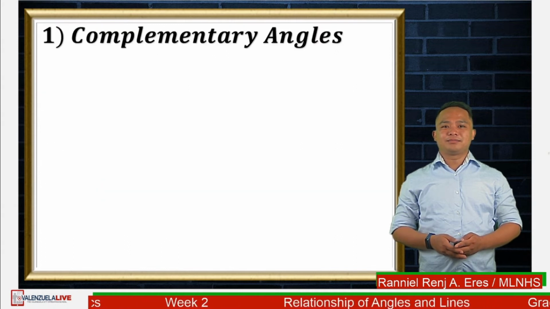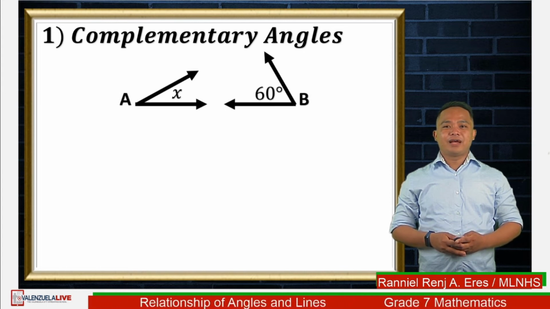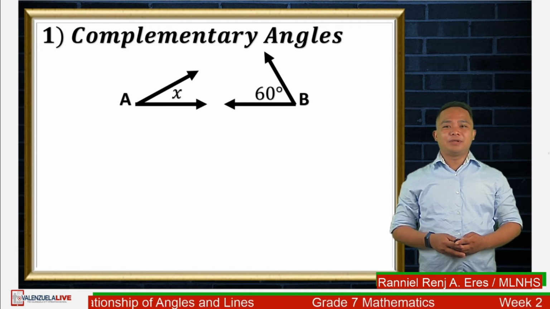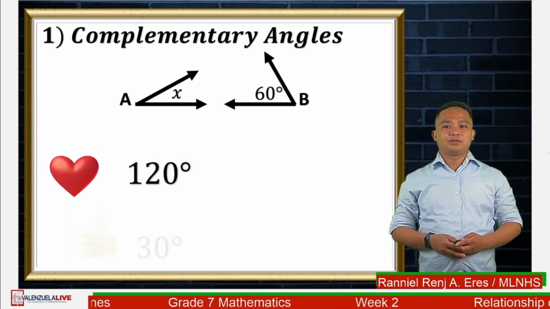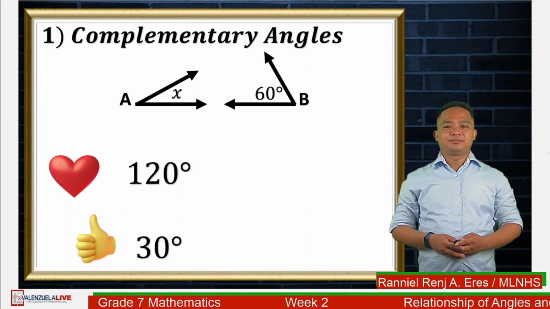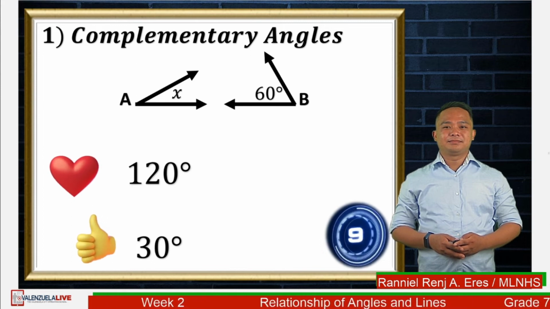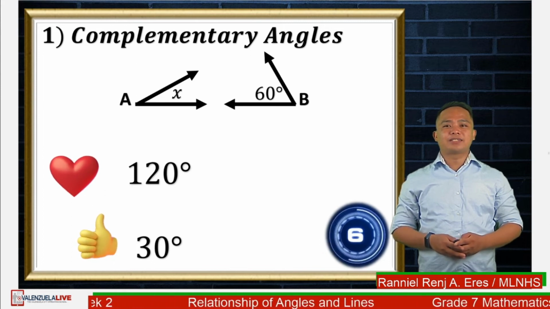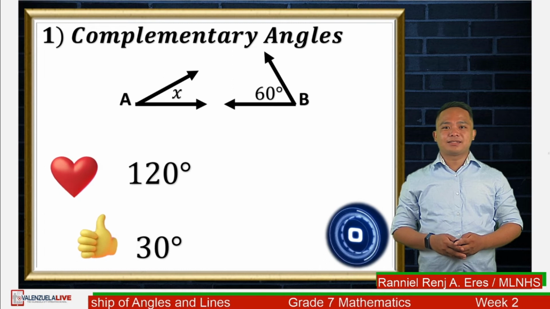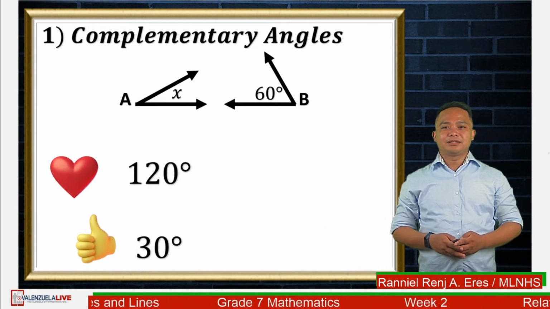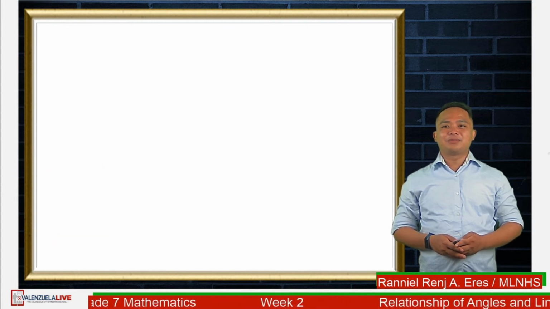Number 1. The angles are said to be complementary angles. We have angle A, which is missing, and angle B, which is equal to 60 degrees. Is it a heart or a thumbs up? You have 10 seconds to answer. Again, the relationship of these two angles is complementary. What must be the value of our x? Okay, if you answered thumbs up, you're correct. That's great.